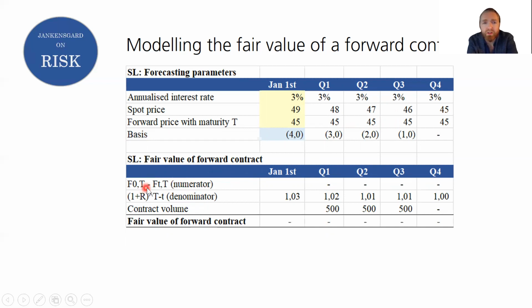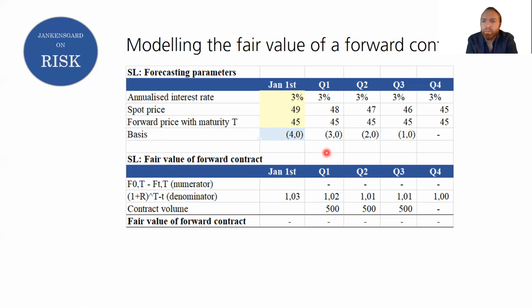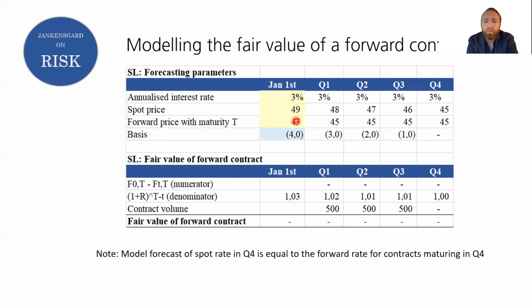And the numerator is just a difference between these two different forward prices, right? In this case, it's the difference here between the forward price that we estimate for the next quarter and the one we were able to lock in. And it's going to be 0, right? There is no difference here between those two, the forecasted forward price and the one we were able to lock in, because of this feature where we are just linearly unwinding the basis.